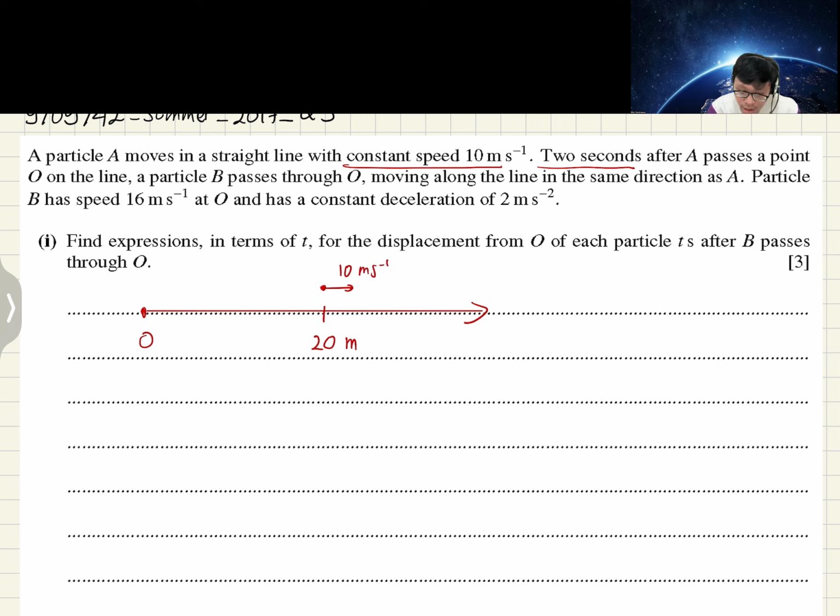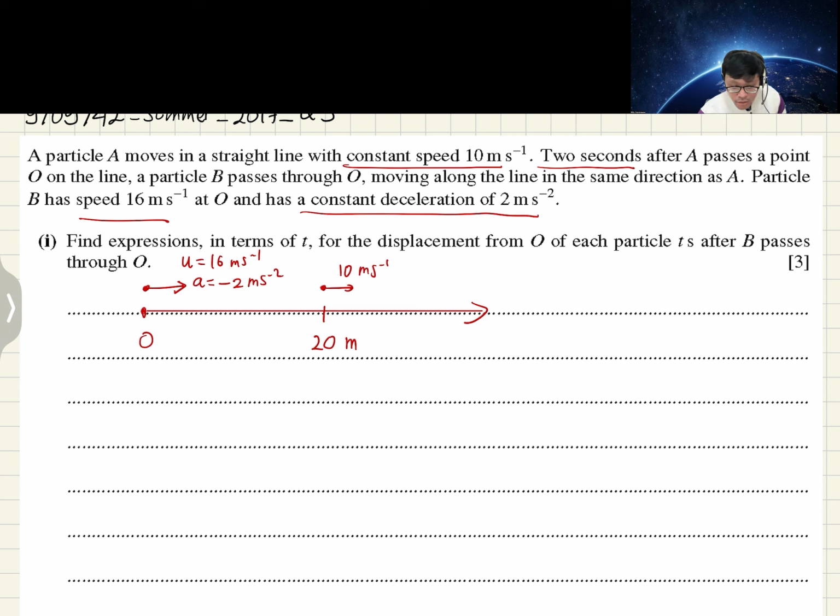2 seconds after A passes the point O, B starts moving here, with an initial speed of 16. Constant deceleration, because it's moving in a positive direction. If you assume that, the acceleration has to be the opposite, which is minus 2 meters per second squared.